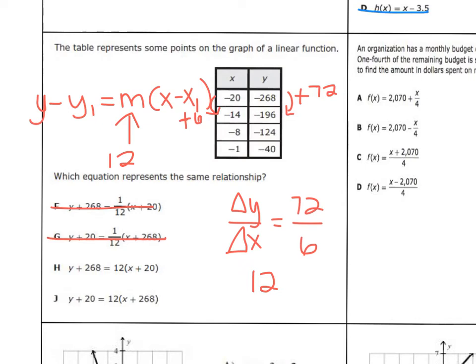From here, I'm going to look at my y and x values. So remember, we are going to do y minus y1. So if we look at 268 and 20, which one of those is y values? Well, 268 is a y value. 20 is an x value. So that one doesn't work. And then we check, is 20 our x value for 268? Yes, it is. So this is our y1. This is our x1. So H must be true.